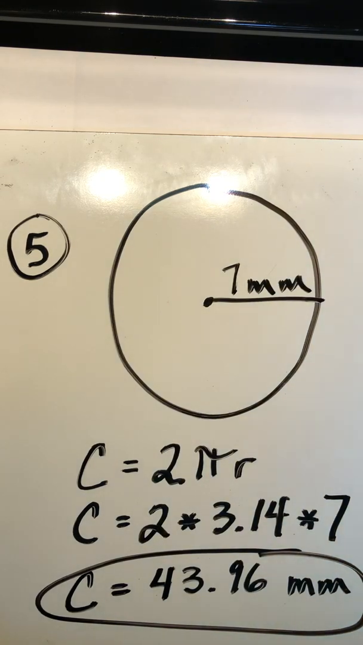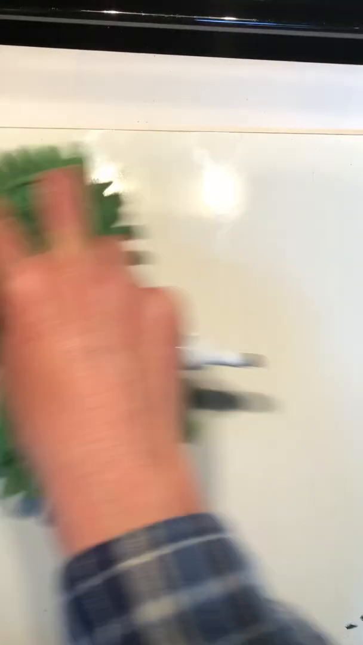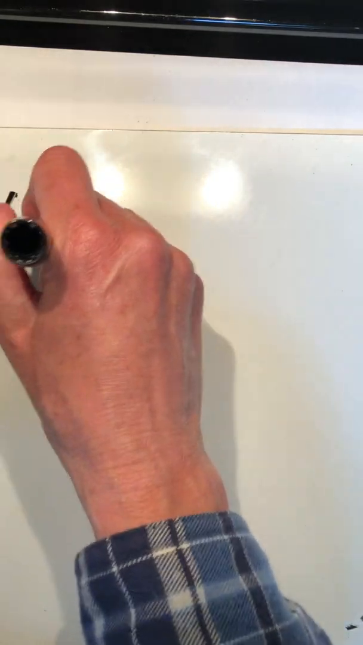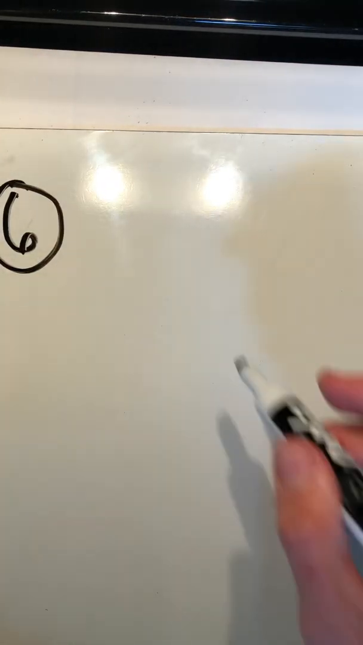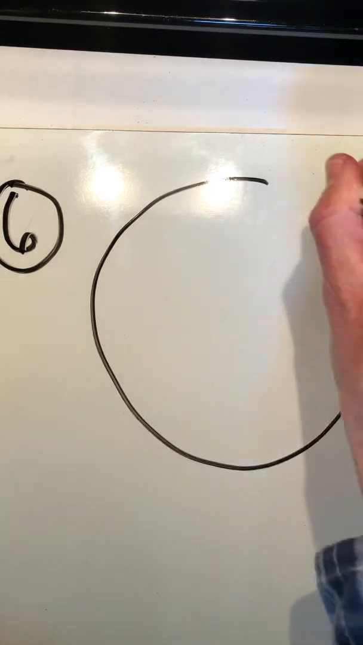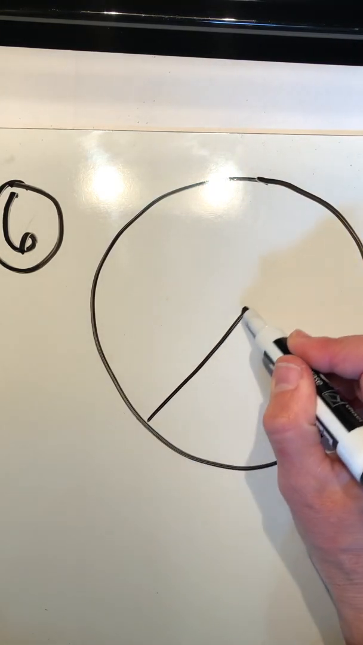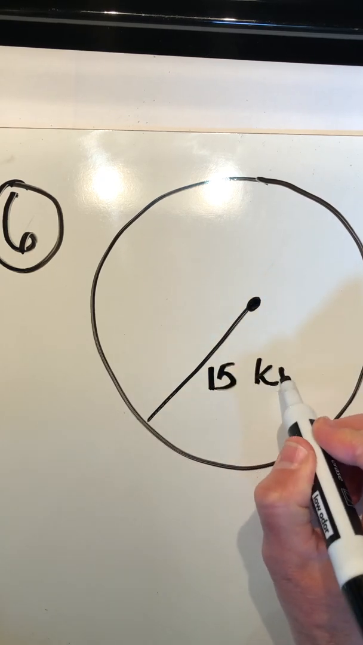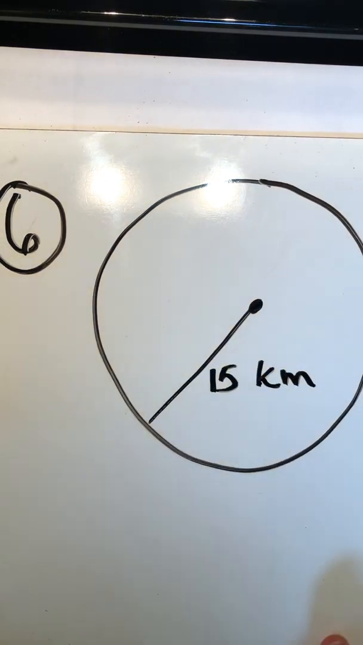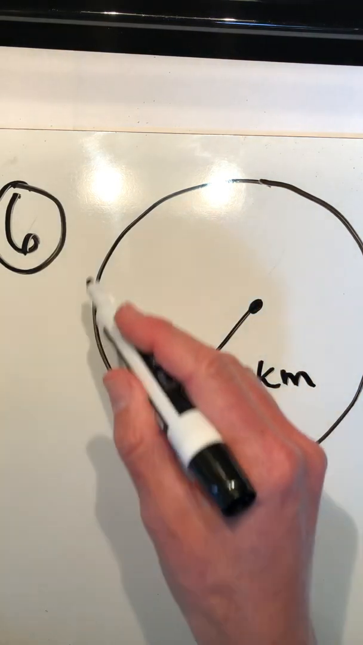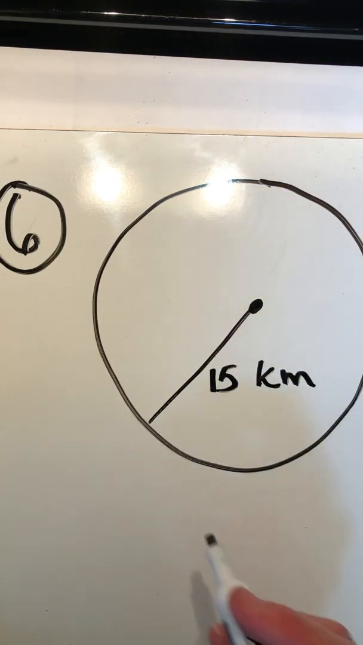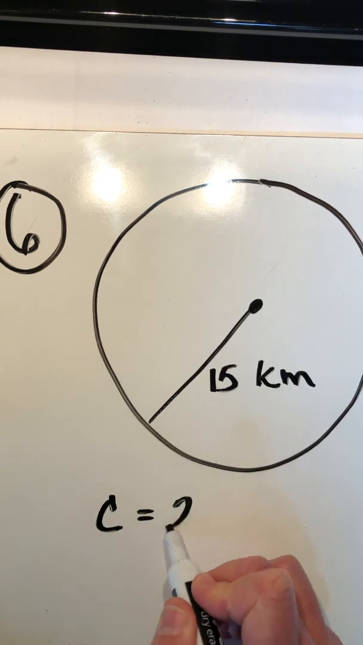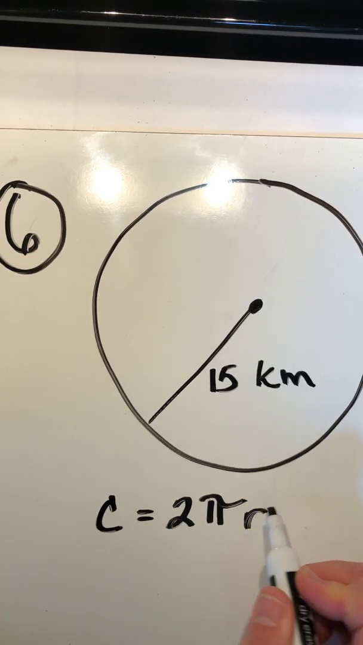Pretty cool. All right, we're going to do number 6 together. And let me take a look at what number 6 looks like. 6 is a circle, which you're copying, with a radius of 15 kilometers. So we're looking for the distance around the circle, or the circumference. C equals 2 pi r.